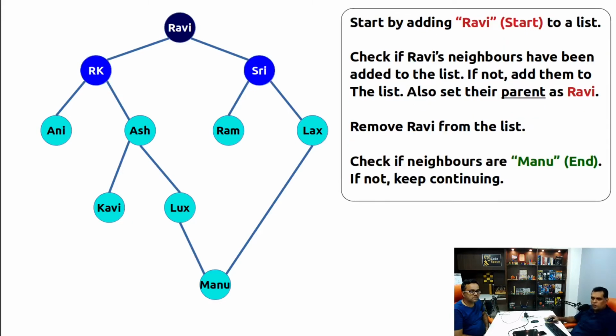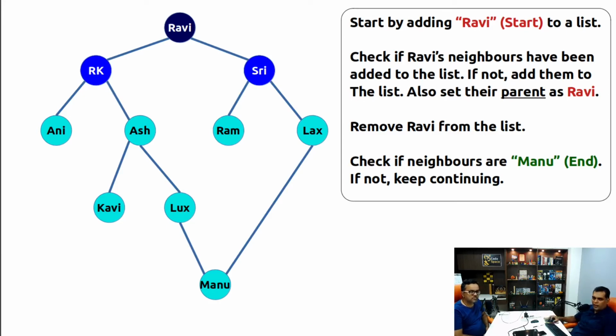Alright. So what you do for breadth first search is that you take this graph tree and you start adding the start element to the list. You check if Ravi's neighbors have been added to the list. If not, then add them to the list. And also when you're adding them to the list, make sure you set who their parent is. Now this is important. Once you've done that, you can remove Ravi from the list because we still have that parent thing going on. Now once you've added that, also make sure that whatever you have added last is not the end that you are looking for.